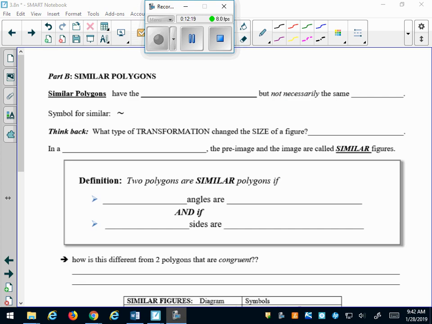All right, so the second part B of this lesson is talking about similar polygons. So similar polygons have the same shape, but not necessarily the same, what do you think? Size, exactly.